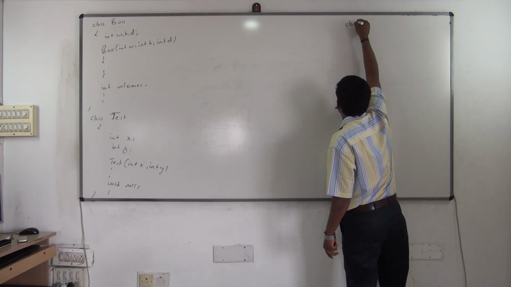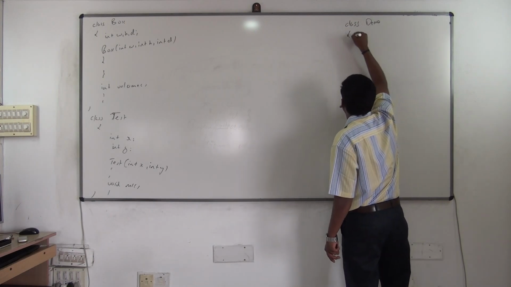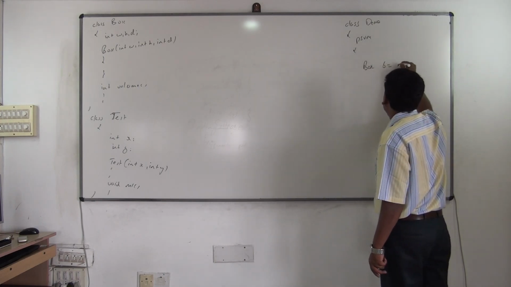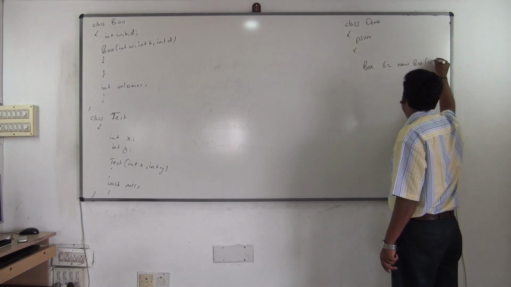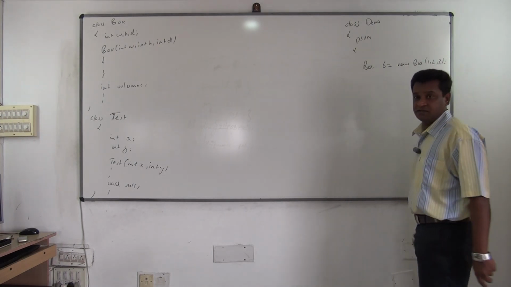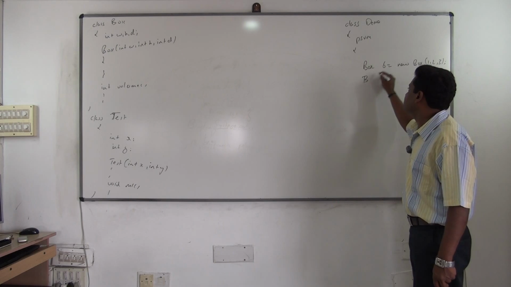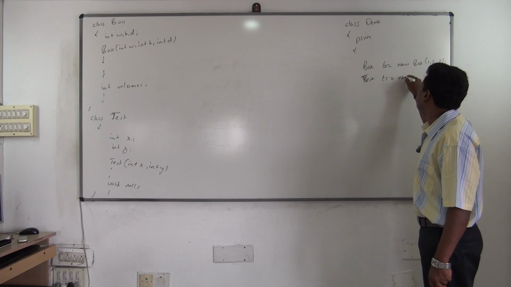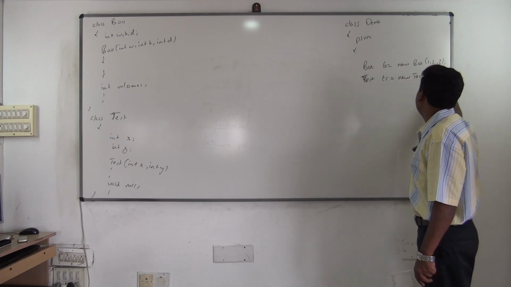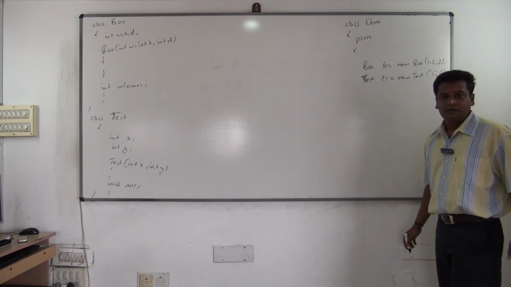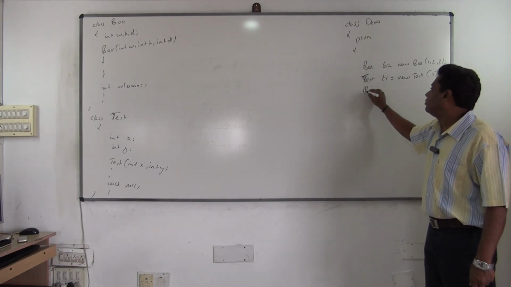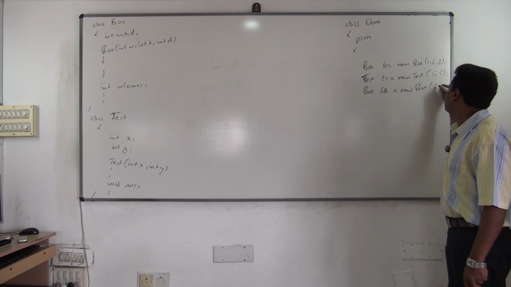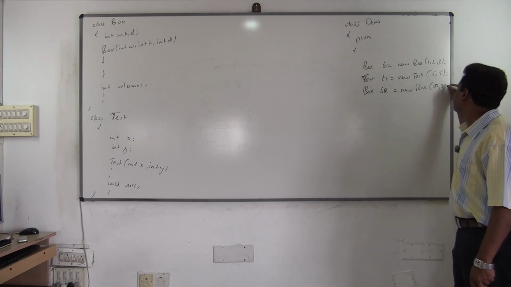Generally, how do you use them? You say Box b = new Box(1, 2, 3). You will create an object like this. Then you might create the other object, Test t1 = new Test(5, 5). You are creating two objects. After creating the two objects, if you want you can create more objects. Box b2 = new Box(10, 20, 30).